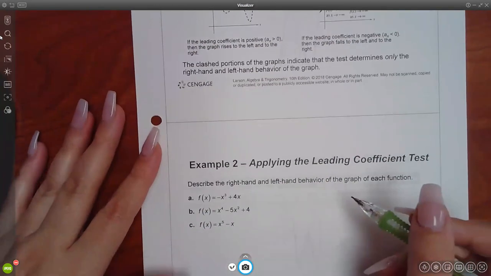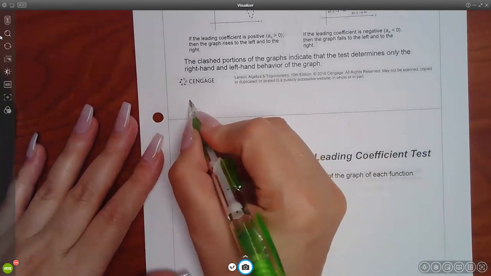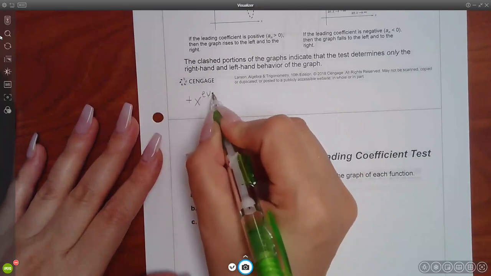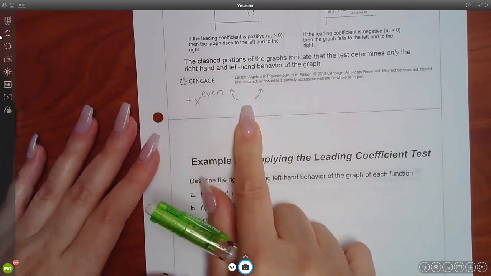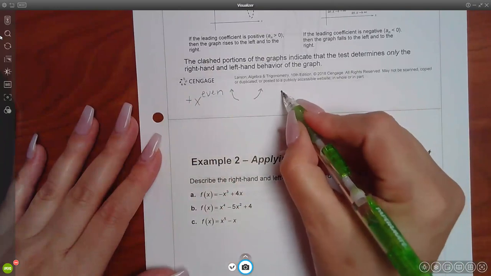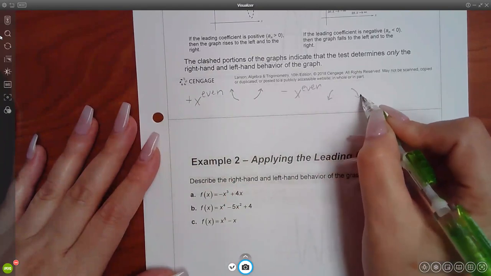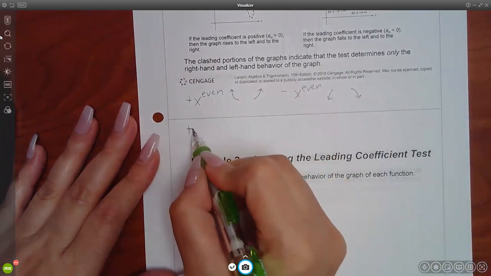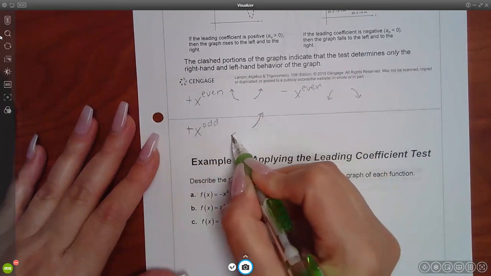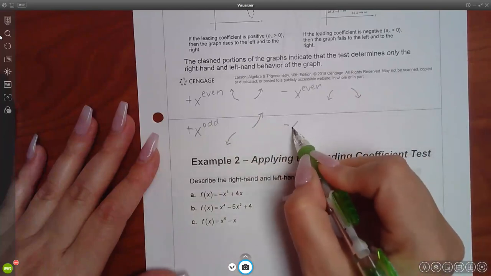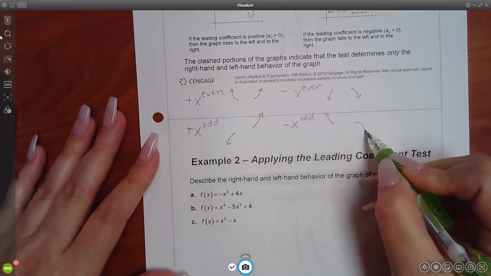I like to summarize all of that stuff that we just saw, a lot of information, like this. I say positive x to the even should look like this, and you will literally see these images in your choices, okay? If I have a negative x to the even, I know it's gonna be something in the middle, and then it's gonna go down, okay? If I have a positive x to the odd, we know that the cube goes up on the right and then down on the left. But if it's a negative x to the odd, then it's going to do the reverse. So it's going to go up on the left and then down on the right.